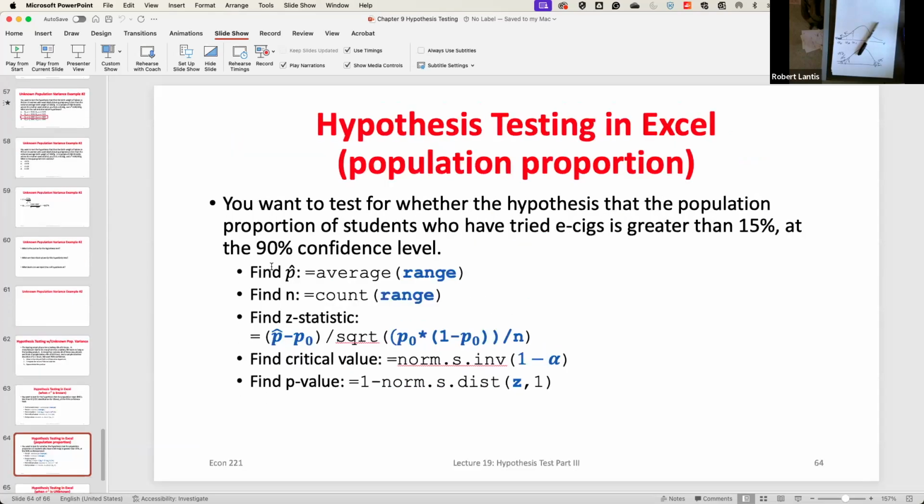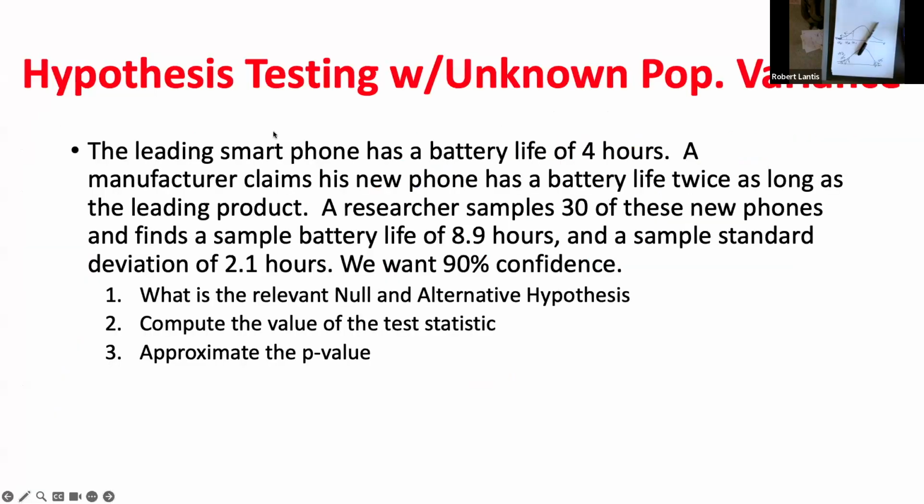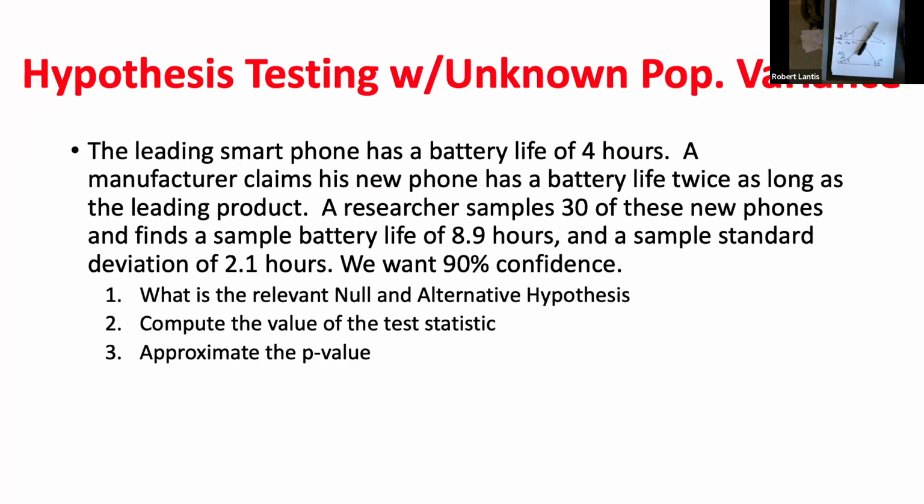Okay, let's see. I think I've got one more example here, and we'll just work through one more. Oh, interesting. And I'll point something out here when we go back to Excel that I mentioned earlier that I said I'd bring up. So we've got a battery life, and the manufacturer claims it lasts twice as long. So not 4 hours, but 8 hours. A researcher samples 30 new phones and finds a sample battery life of 8.9. Okay, so we wanted to see, is this average battery life twice as long or more? So 8 or greater. So we have a right-tailed test there.